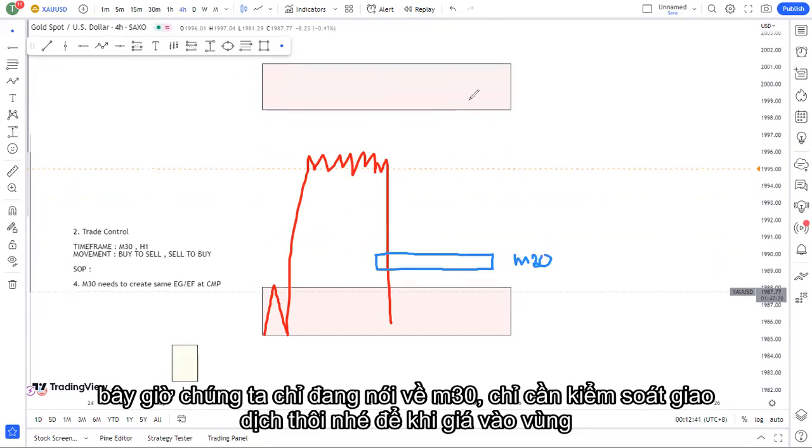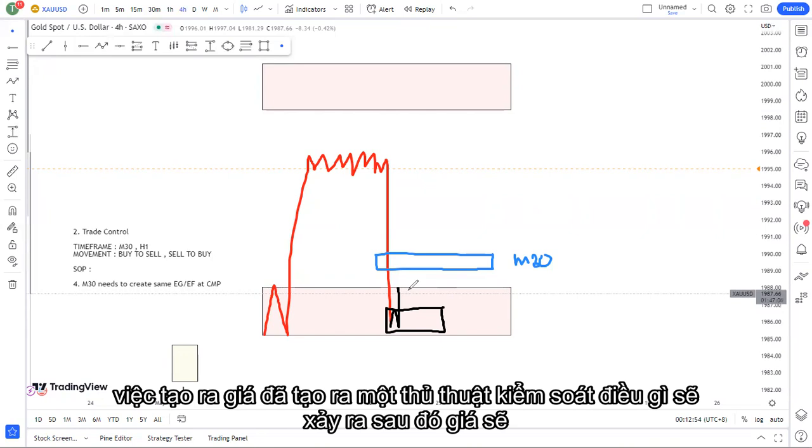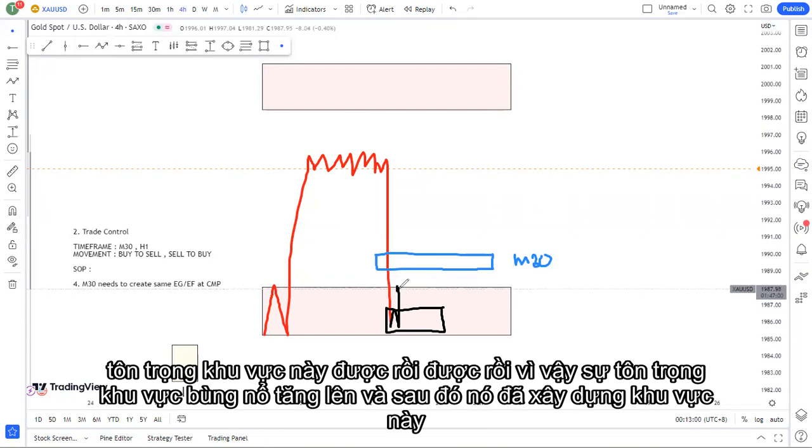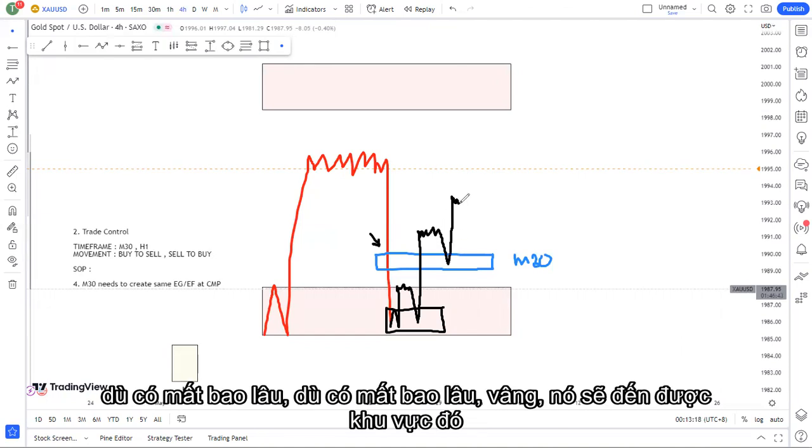Just trade control. So when the price gets into the zone, the price creates a trade control. At first it creates a trade control, and as I said, when the price creates a trade control, what is going to happen after that? The price is going to respect the zone, right? So respecting the zone, boom, goes up, and then it fails this zone. What is going to happen after that? It will continue up until the exit, no matter how long it takes. It's going to reach the zone.